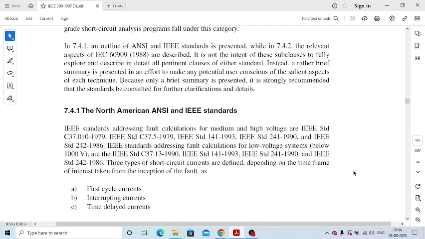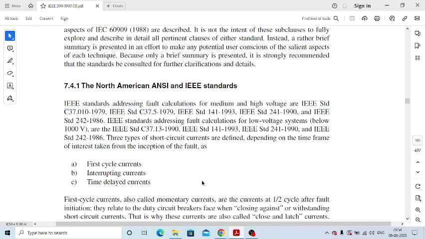Then in ANSI, IEEE, these are the standards discussing the short circuit current. I recommend you go through IEEE standard 141. In 141, some information about calculating the short circuit current is available.